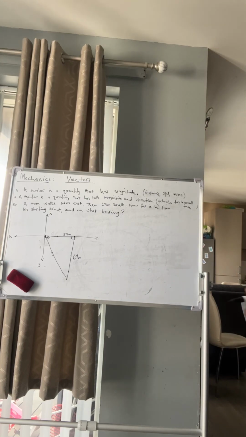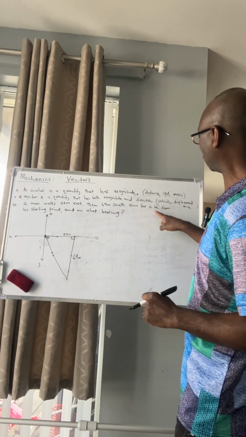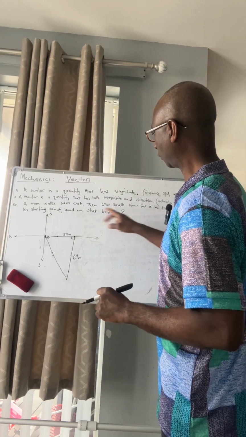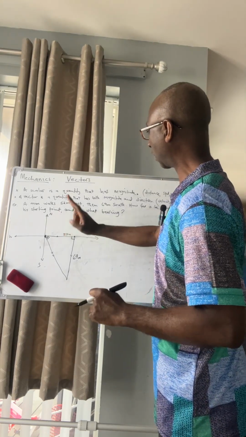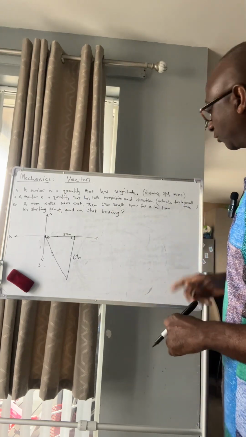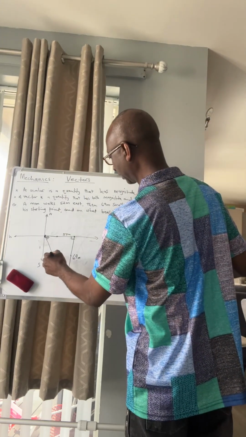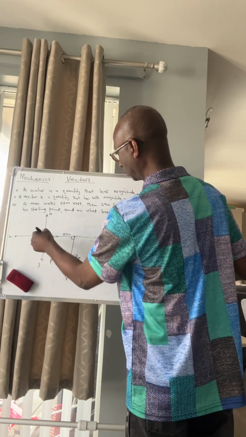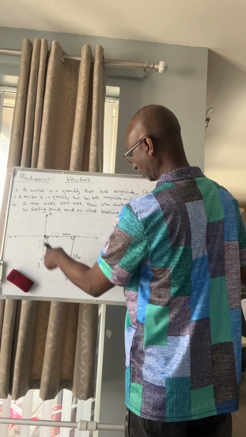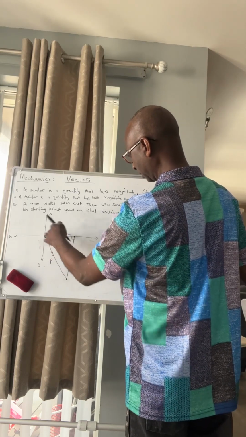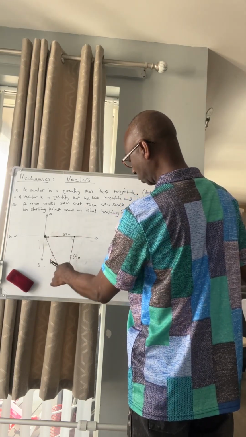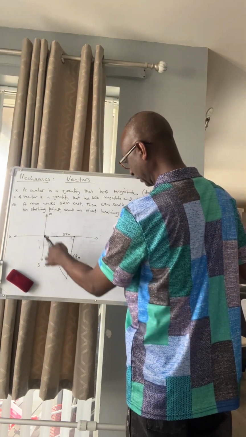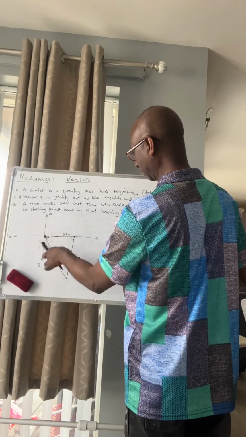But the first part of the question says, how far is he from his starting point? We need to find this one here. If we represent this by P, we need to find this distance. He started from here. From here, he came this way. And now they want to know how far is he from his starting point, from here to here, this line.